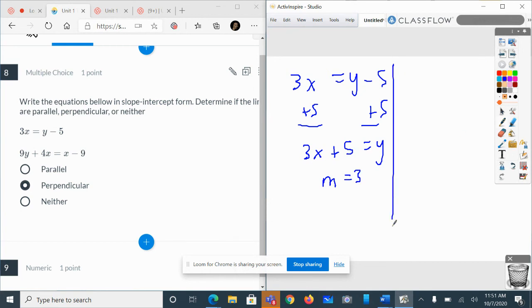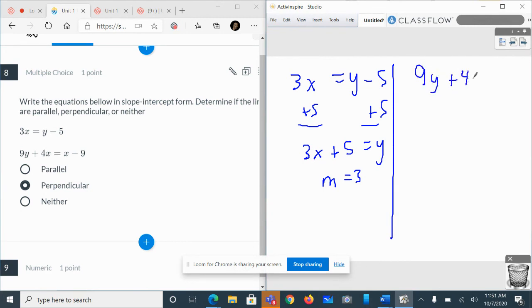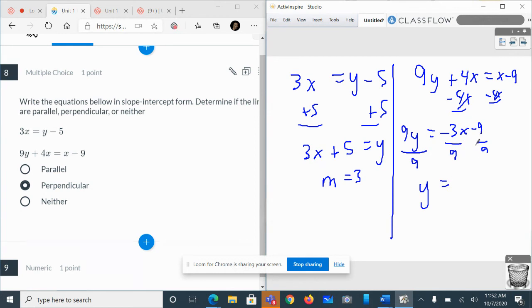All right, let's look at the other one. For the other one, I'm going to take 9y plus 4x equals x minus 9. Solve for y. Let's see, I would subtract 4x on both sides. So now I have 9y equals negative 3x minus 9. Divide by 9. Y is equal to, reduce this. That's going to be negative 1/3 x minus 1. This one has a slope of m equals negative 1/3. They're the negative reciprocal of each other, so this one is perpendicular. All right, let's pause the video and do another part.